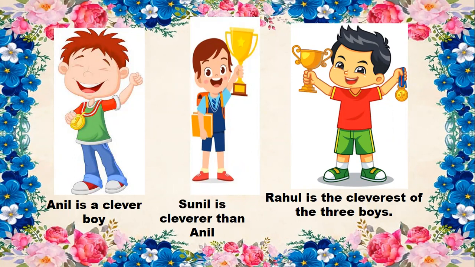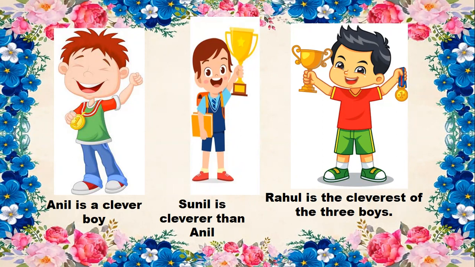Now, the third boy is Rahul. Rahul is the cleverest of the three boys. You can see he has got a medal also and he has got a trophy also. So, he is the cleverest of all the three. Now, when we are talking about Anil, we are talking about him only. So, he is only a clever boy. So here we are not comparing Anil with anyone.